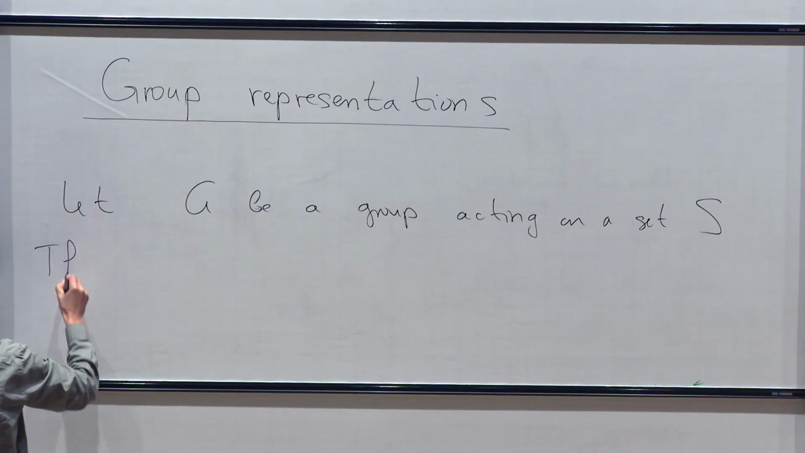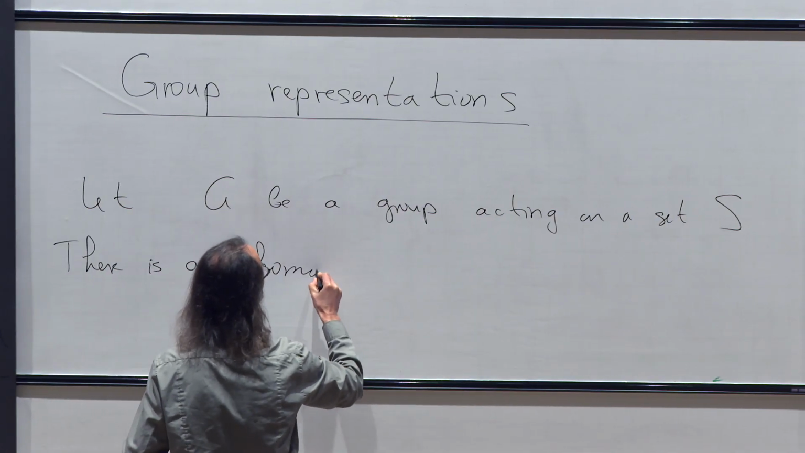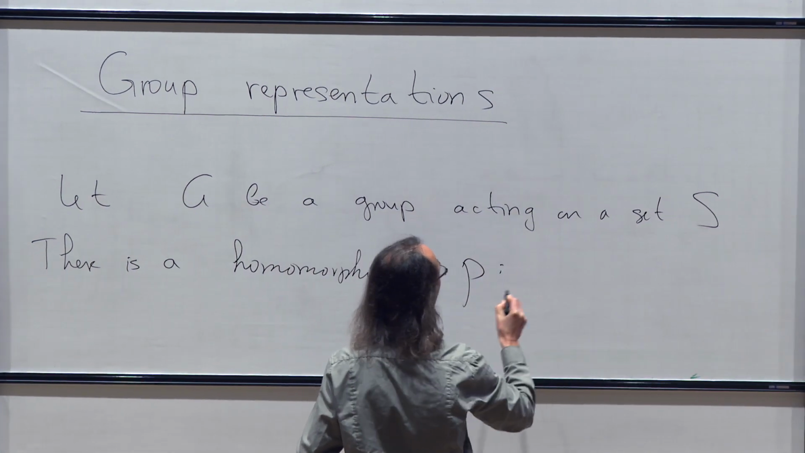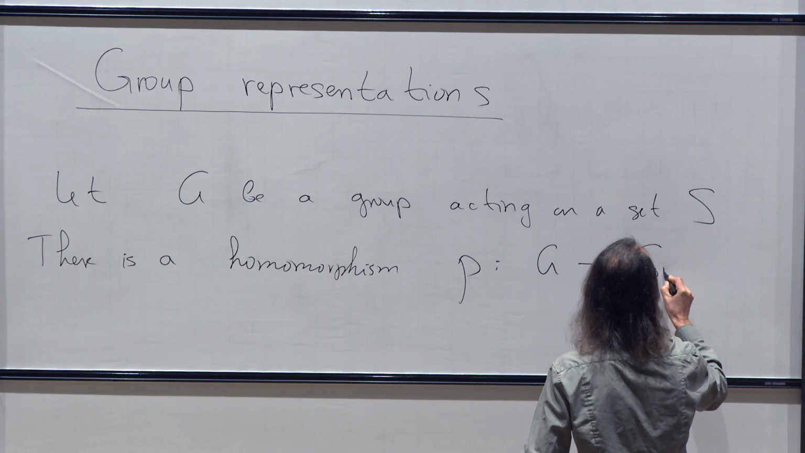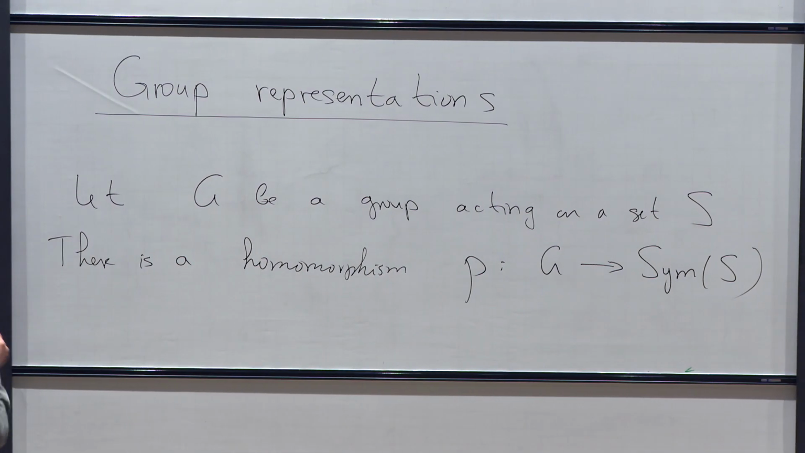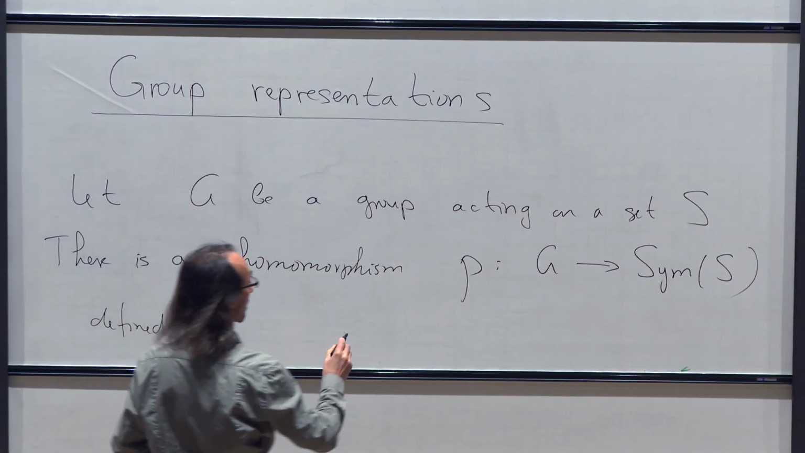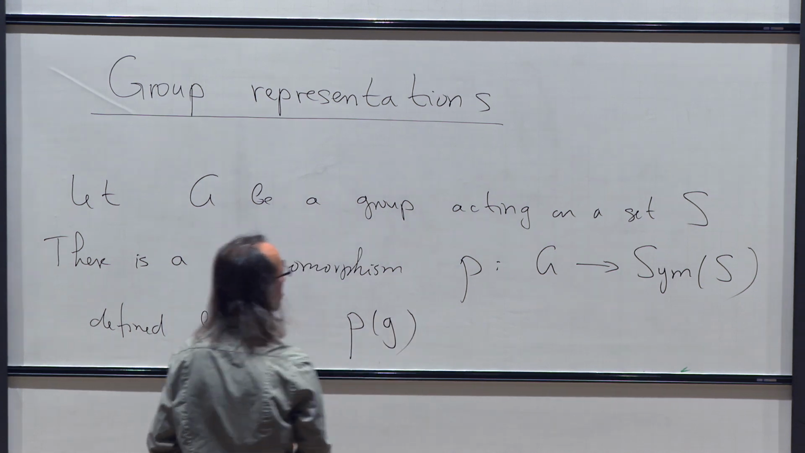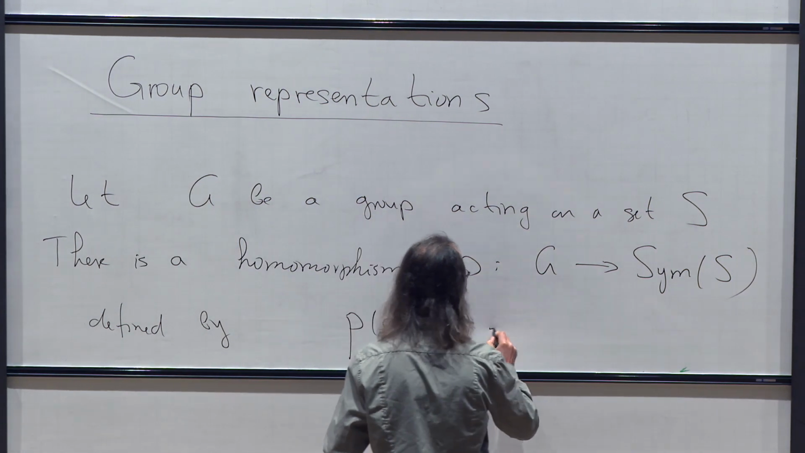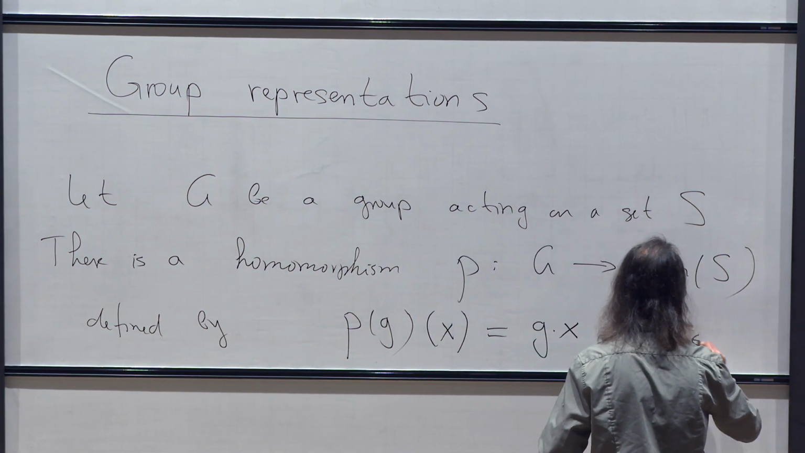There is a homomorphism, which I denote by rho, from G into the group of permutations of S, which we denote as Sym S, defined by: rho of g should be some bijection of S. And what should it be? Well, it simply should be what g does on x, for any x in S.